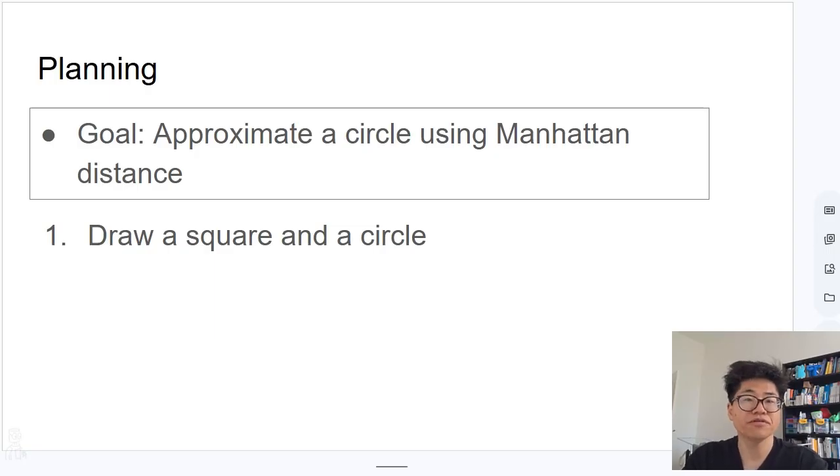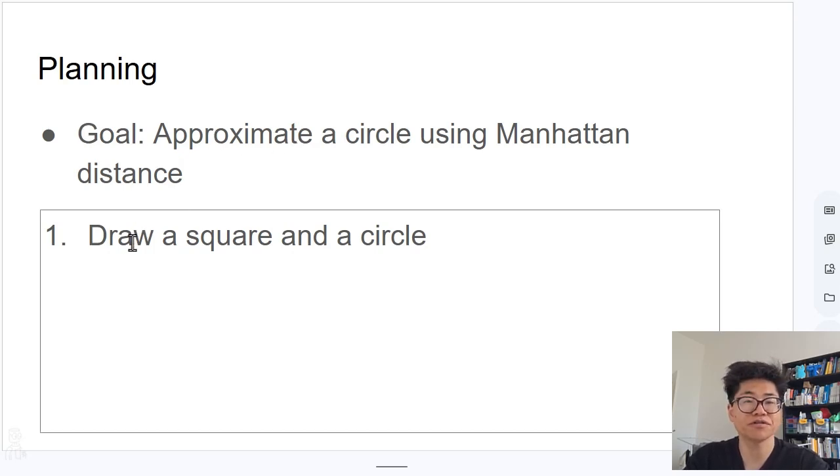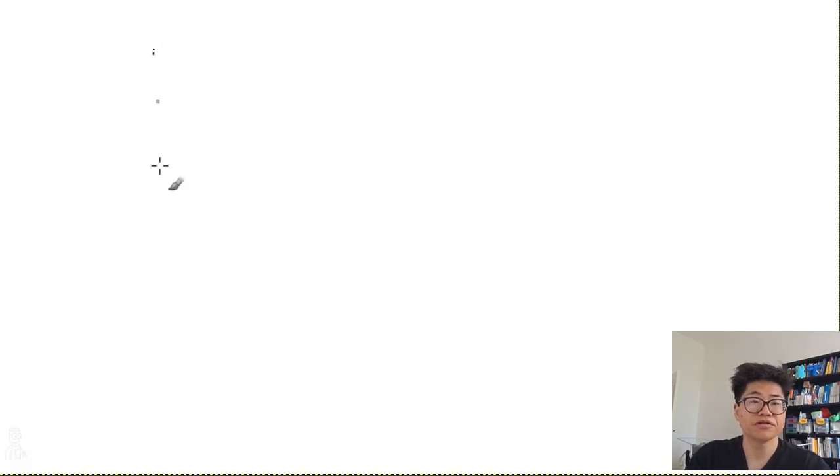Okay, let's plan how to implement it. My goal here is to approximate a circle using Manhattan distance. So the first step, I would like to draw a square and a circle. For simplicity, I only think about the first quadrant.